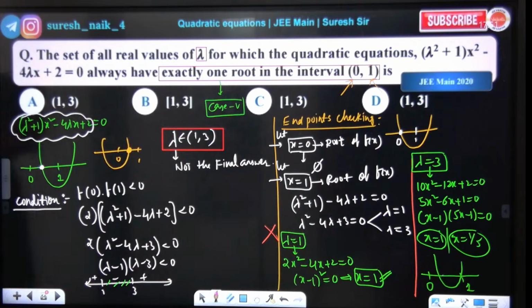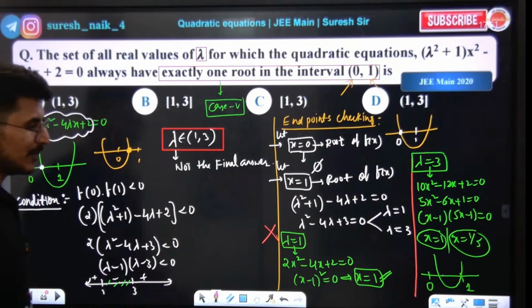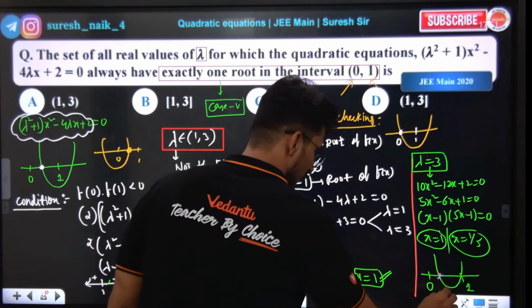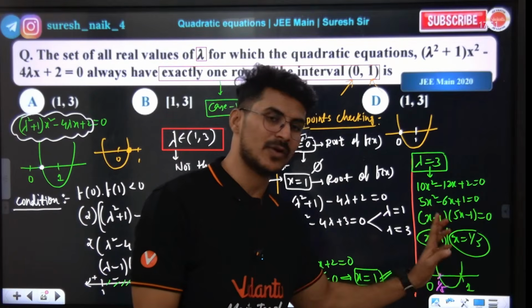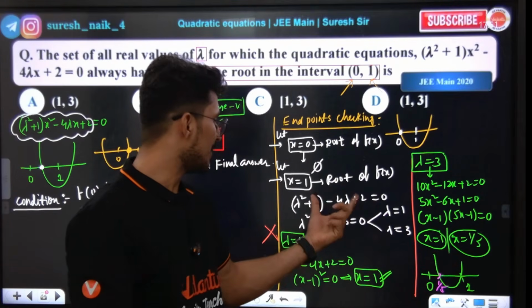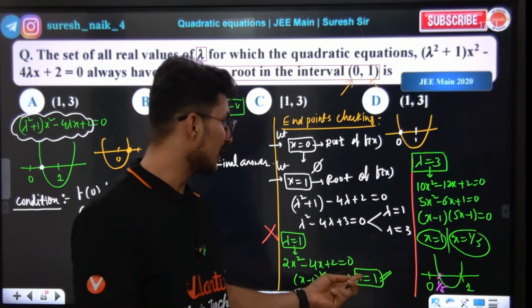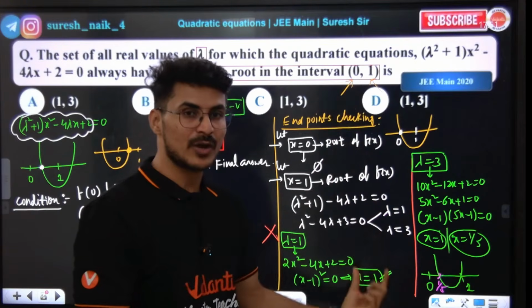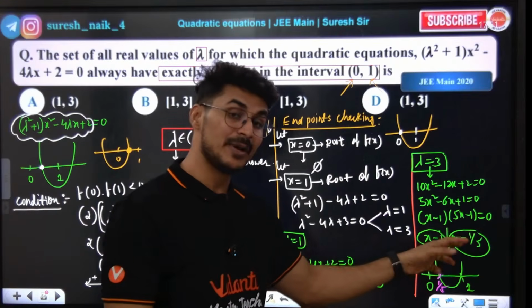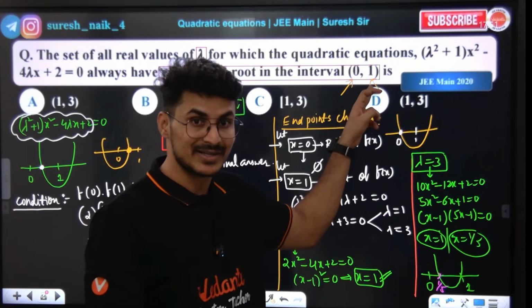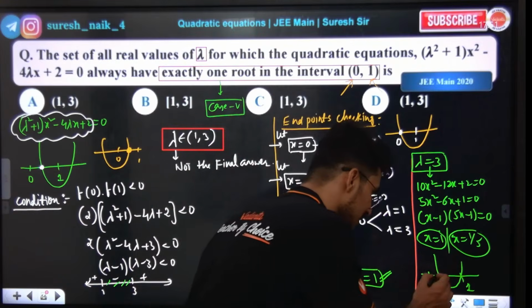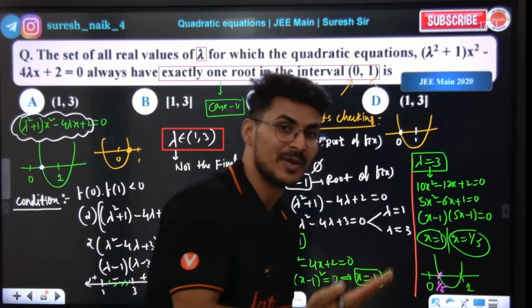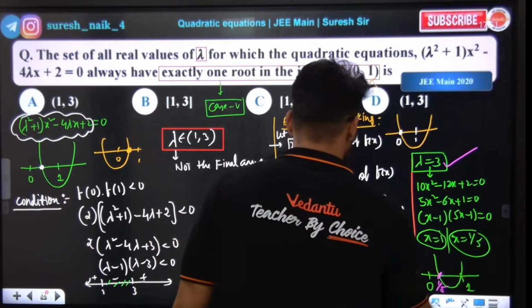Okay, any doubts? 1 by 5 definitely it is a root. Okay, 1 by 5 check. We are getting x value 1 by 5. Taking x value 1, I am getting 2 lambda values. Lambda is equal to 1, I am not getting any in-between value. Lambda 3, I am getting in-between value 1 by 5, which will lie between 0 and 1. Please think properly. 1 by 5 is between 0 and 1, so we need to take lambda value as 3.